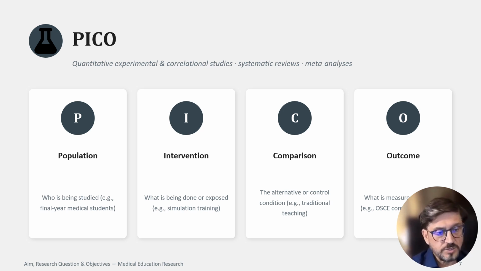Population is who's being studied. The intervention is what experiment you're doing. Comparison is who your comparator group is. And finally, outcome is what is measured through this research process.